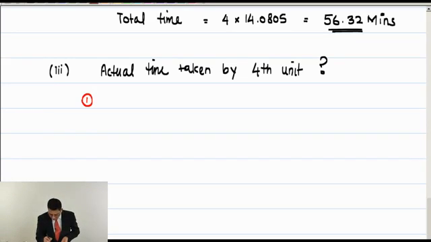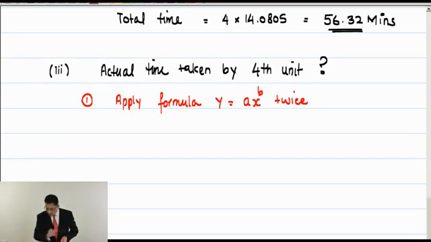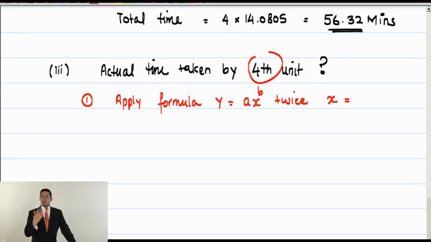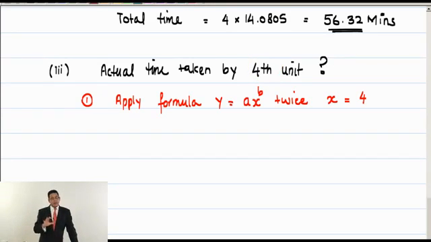Step number 1 is apply the formula twice, which is y equals ax to the power b, twice. And how do you apply this twice? First time you consider x equals the total number of units, meaning when the 4th unit was produced, total units were 4, because x represents cumulative or total units. So when 4 units were produced, this is the value of y or average time. Once you have applied this, now the second time, very simple, subtract 1 from the 4.